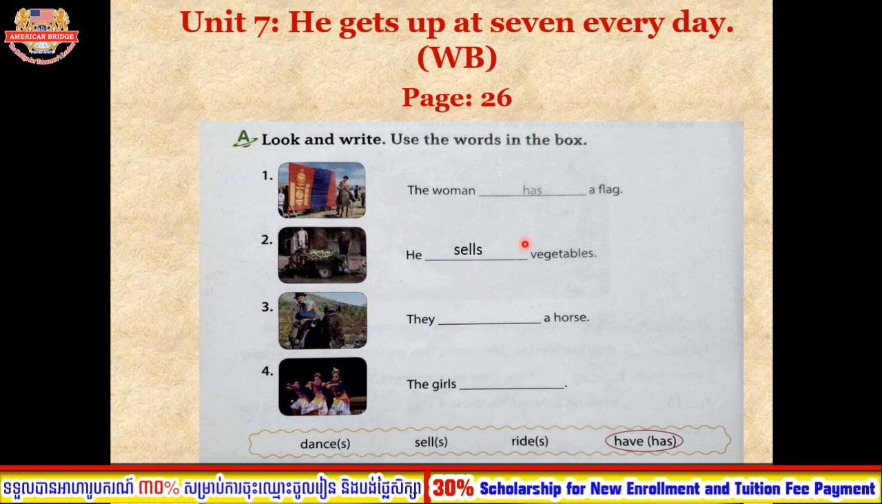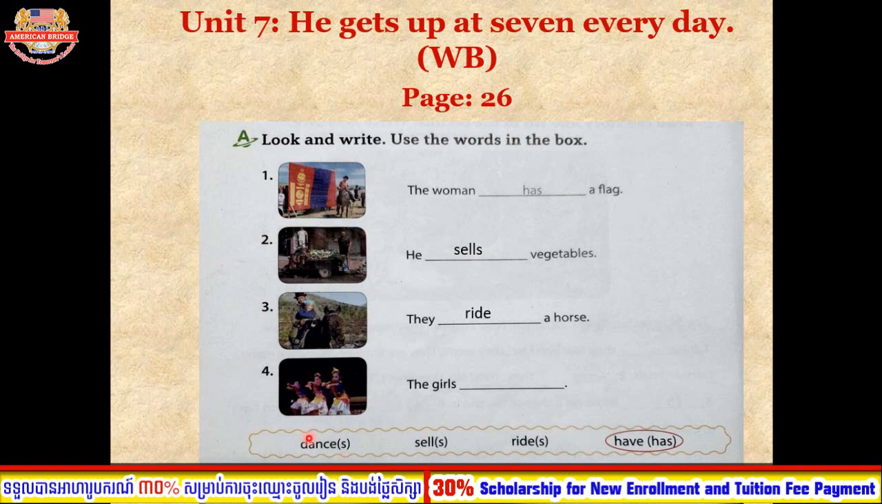What about number three? They, a horse. So they dance, they sell, they ride, or they have? Good, they ride, right? But ride, do we add s, or do we not add s? Good, we do not add s. Why? Because of "they" here. We use "they" with the original verb. So ride, still ride. They ride the horse. Okay, good.